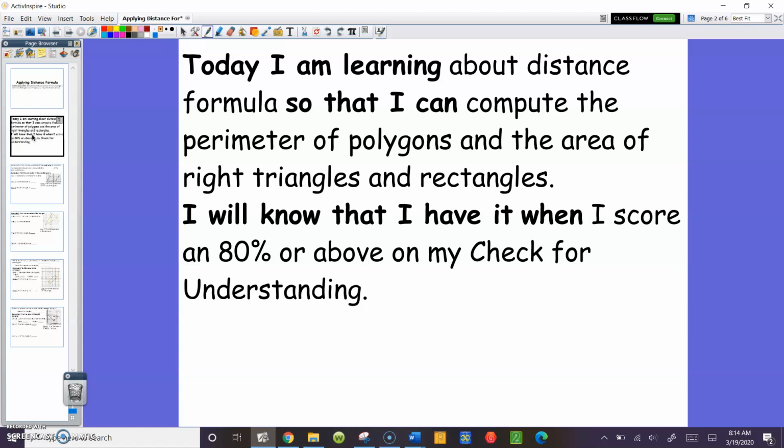Today I am learning about the distance formula so that I can compute the perimeter of polygons and the area of right triangles and rectangles. I will know that I have it when I score an 80% or above on my check for understanding.